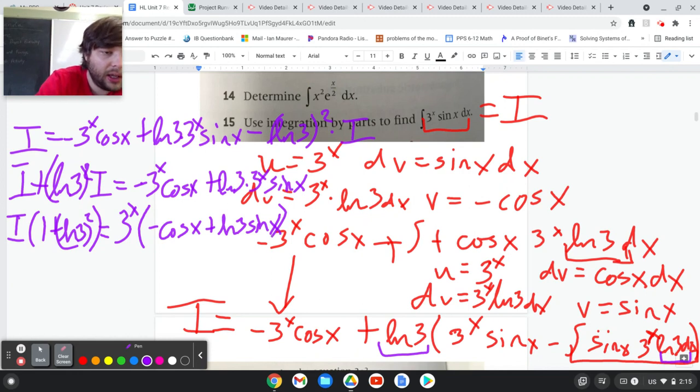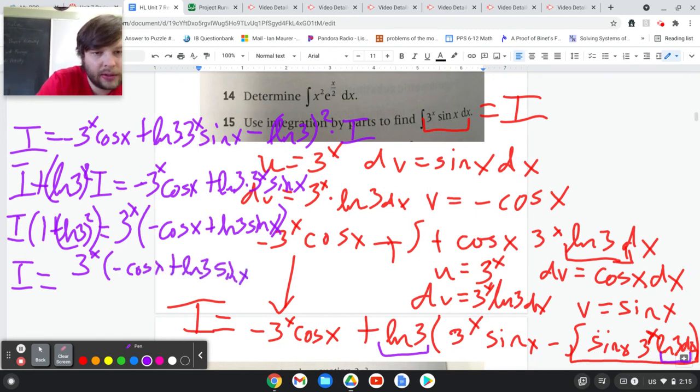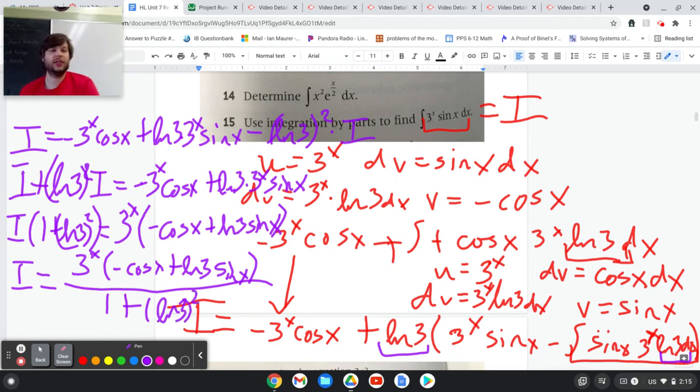And then divide, and you have your answer. I, the integral, is the numerator, 3 to the x times negative cosine x plus natural log of 3 sine x, all divided by 1 plus natural log of 3 squared. So that's called cyclic integration by parts because we did integration by parts once. We did it twice. After we did it the second time, it cycled back to the original integrand, and we were able to solve for it algebraically.